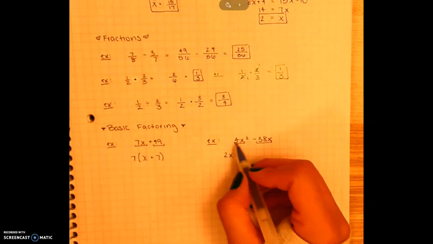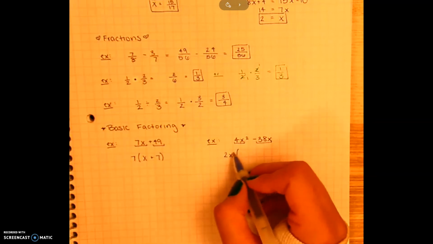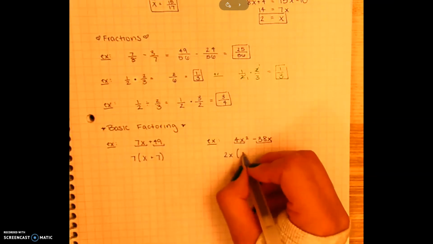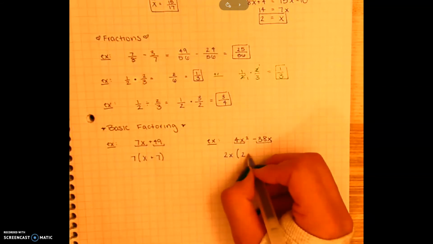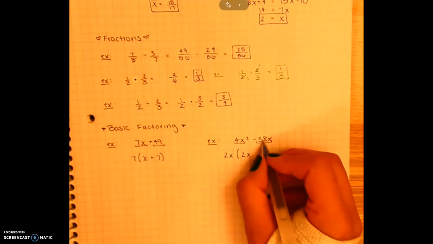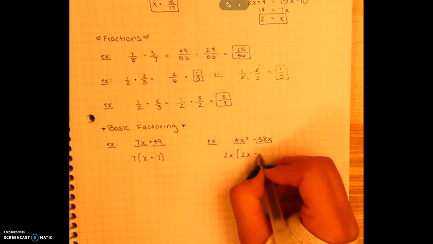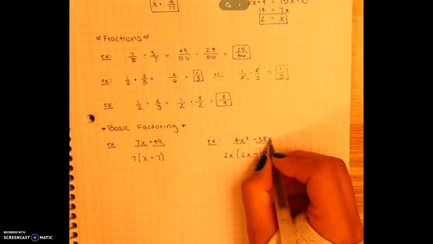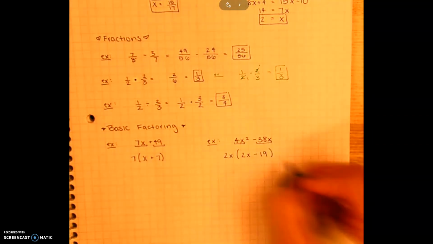divisor? It's been a while. So 4x squared divided by 2x, 4 divided by 2 is 2, x squared divided by x is x, and then negative 38 divided by 2 is negative 19, and x divided by x is 1, so I am done.